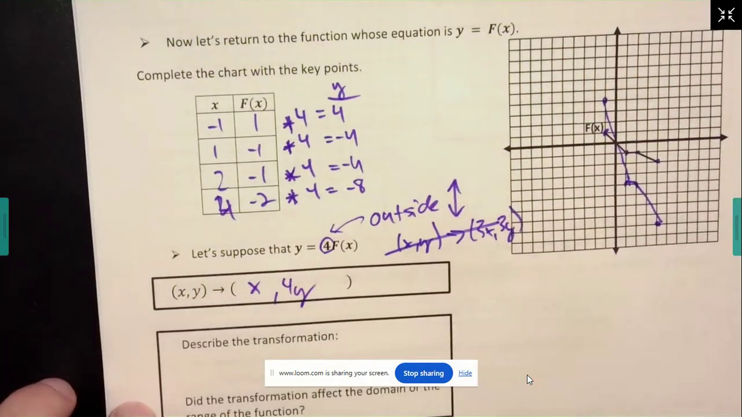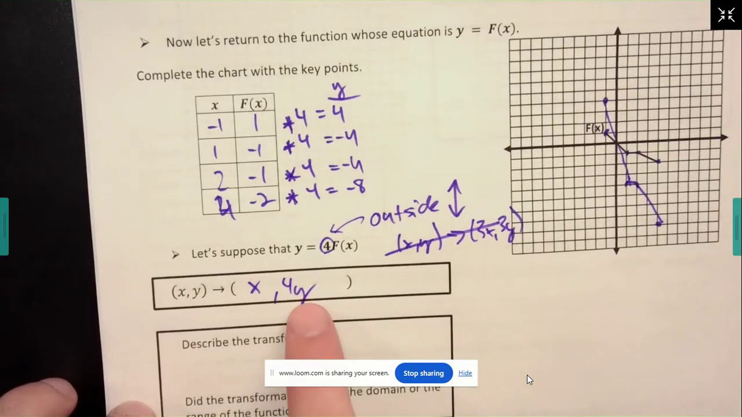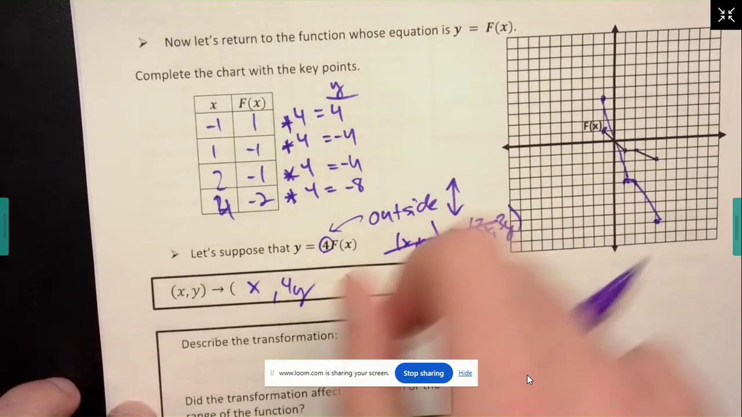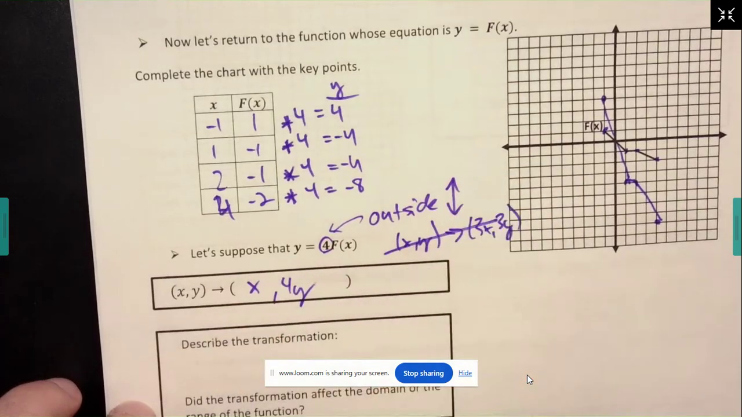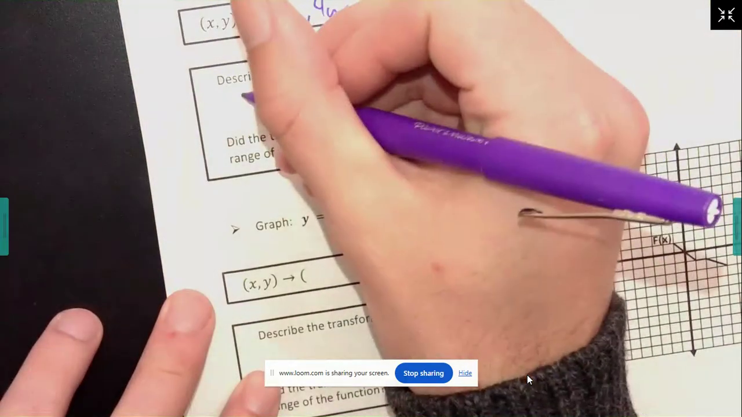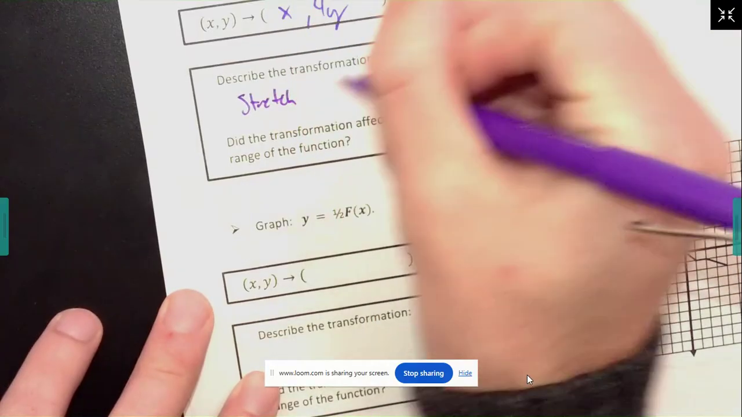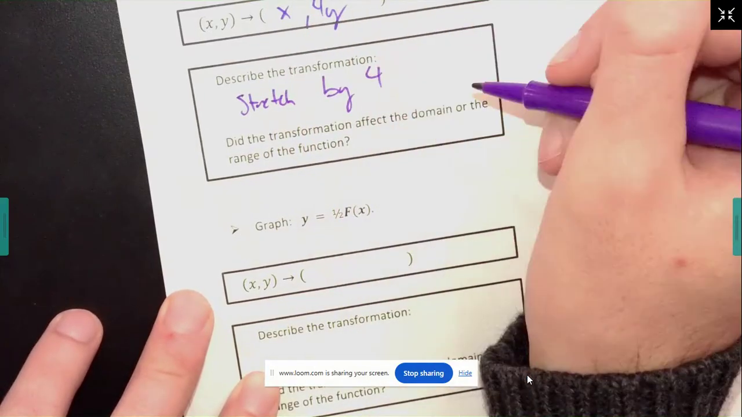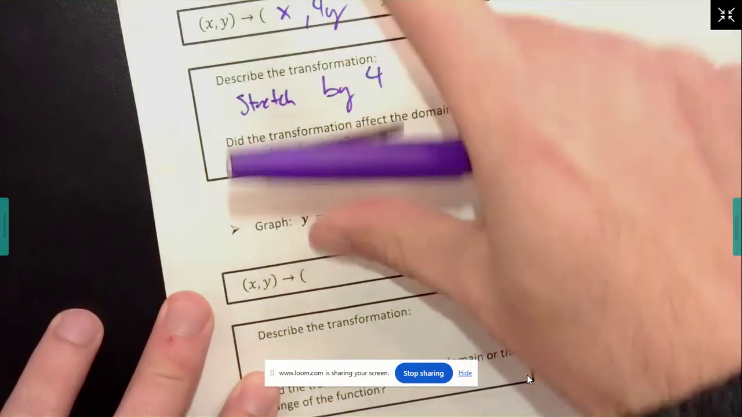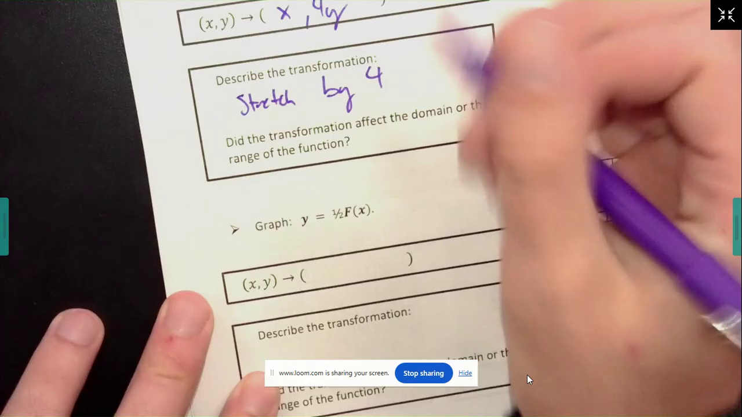And this is the only kind of stretching and compressing we'll be doing here, where we'll be acting on the y. Okay, so whenever you have a number out in front, right, we're only stretching it this way. Yes, you can stretch it this way, but we're not going to be doing that. Okay, so how would you describe the transformation? I can say I stretch by 4. Okay, did it affect the domain or the range? Well, anything that's working on my up and down is going to be affecting my range.